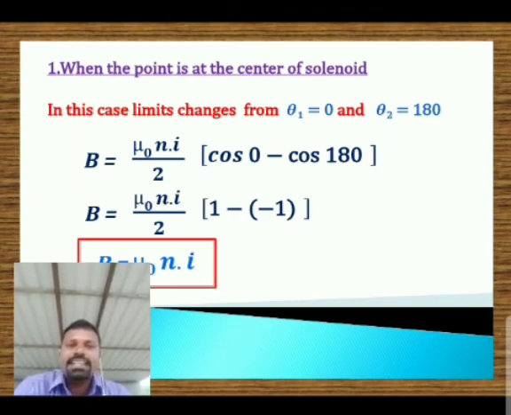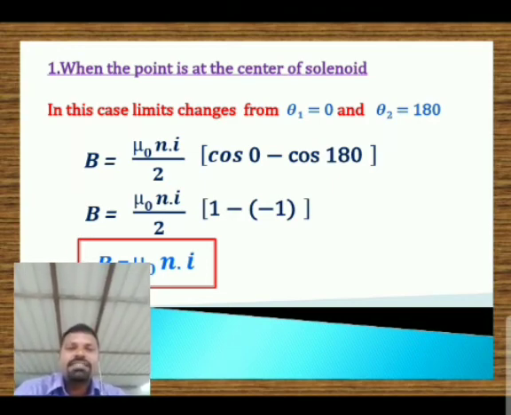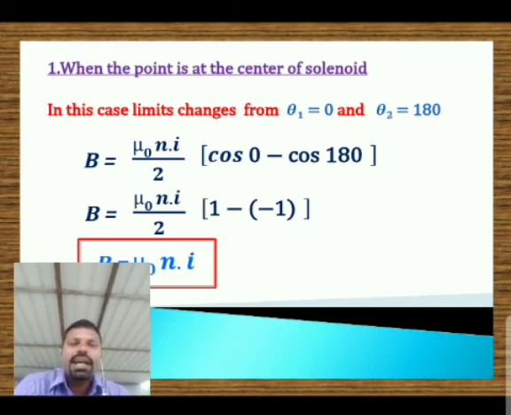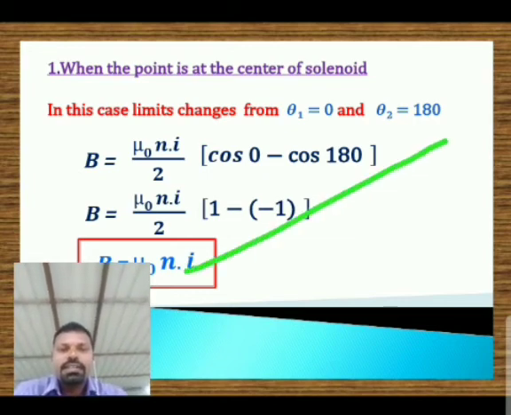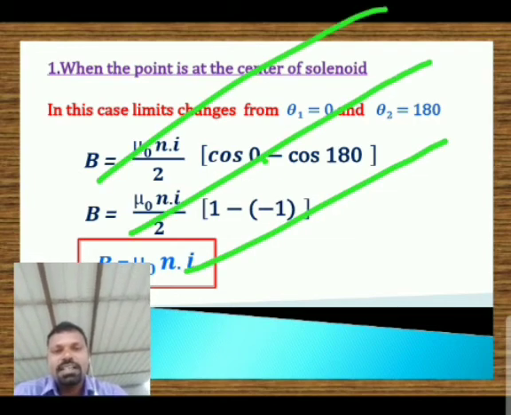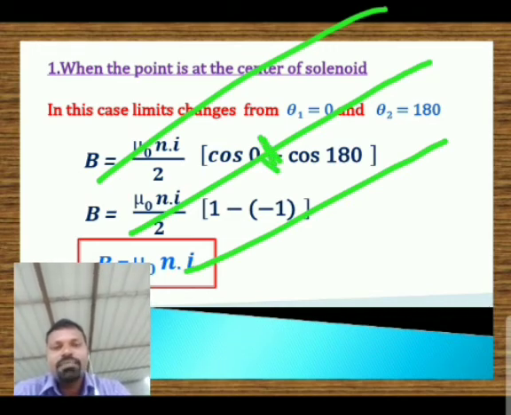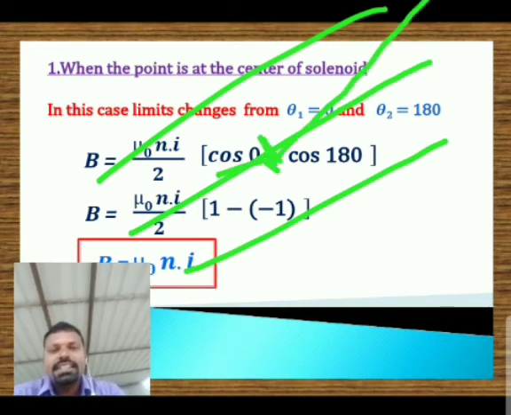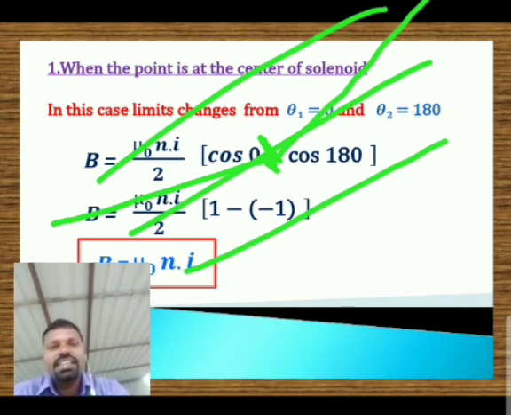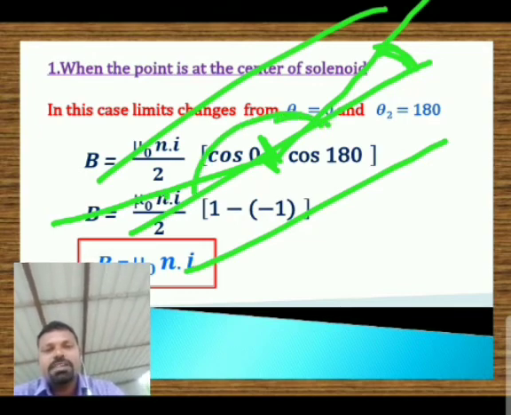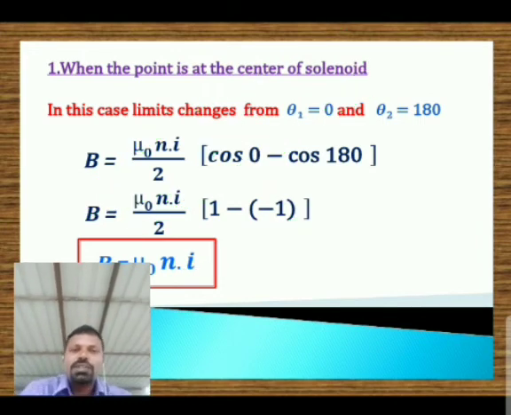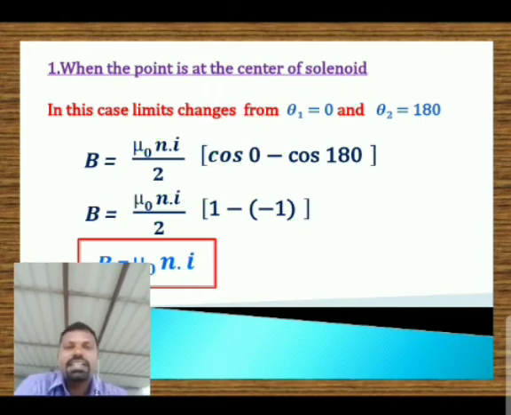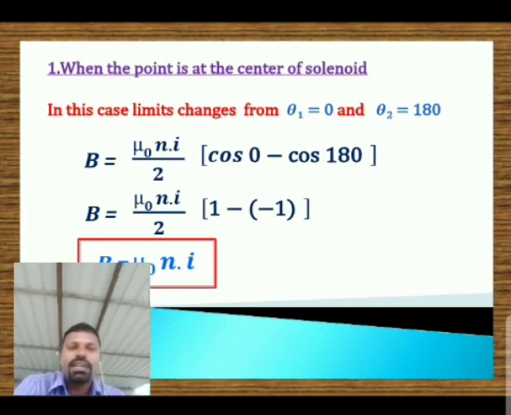If P is at the center, now my limits change: theta 1 is equal to 0 and theta 2 is equal to 180. Why? See here, very simple. This is my solenoid, this is my axis. Now here is my point. If I go on integrating like this, if the solenoid length is infinite, then this angle will become 0. Now this angle will become 180. So theta 1 is 0, theta 2 is 180. So in this case, the limits change: theta 1 is equal to 0 and theta 2 is equal to 180.